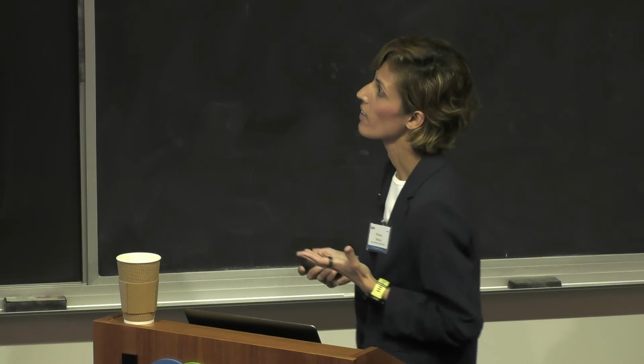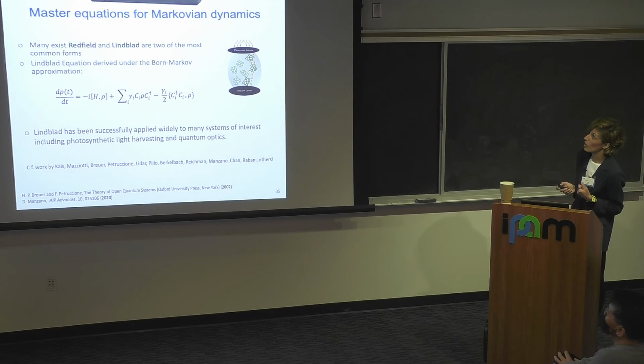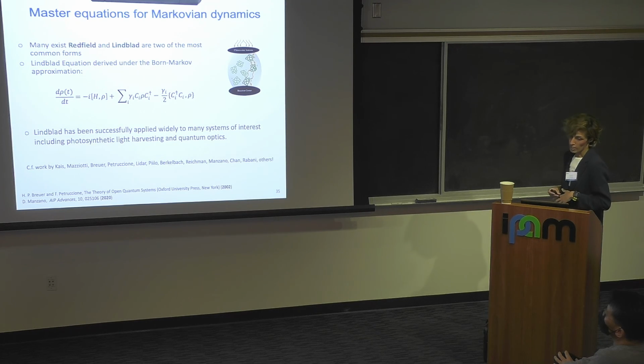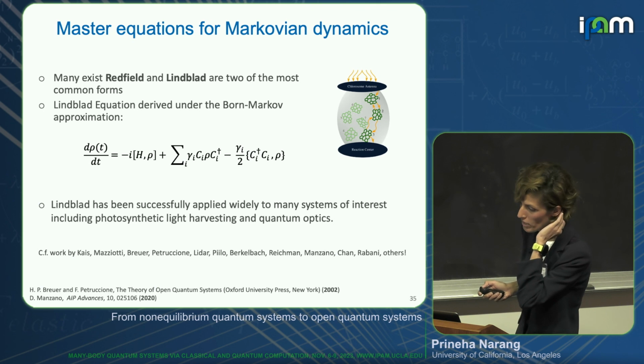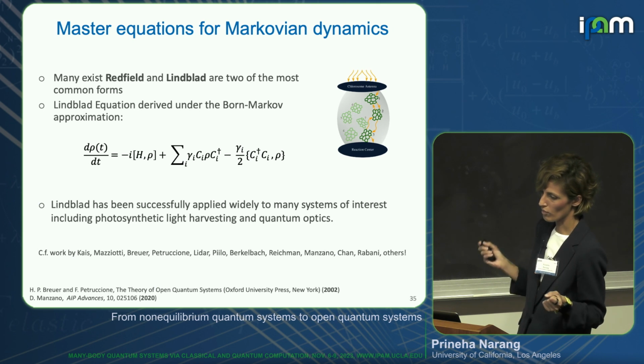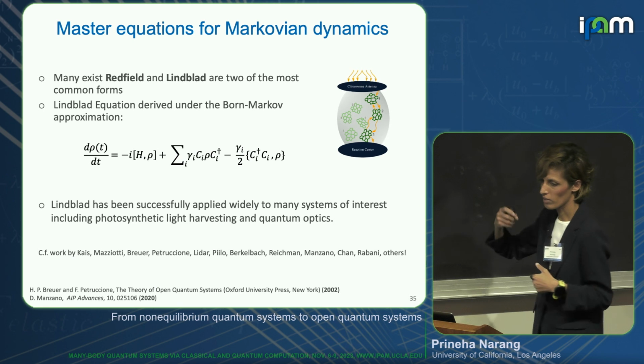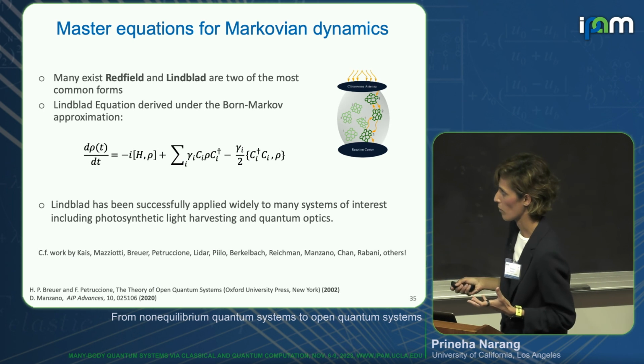And let me just tell you a little bit about open quantum systems and why we're interested in these. So there are master equations for treating Markovian dynamics. It's been around for a while. Redfield and Lindblad. By the way, some of you might know Lindblad as the Gorini-Kossakowski-Sudarshan-Lindblad equation. Most people just call it Lindblad. And the idea is that this is typically derived under the Born-Markov approximation. So you end up with three terms. You have the closed evolution, you have the summation with the Lindbladians, and then the anti-commutator, right?